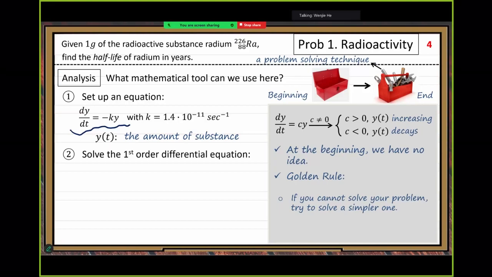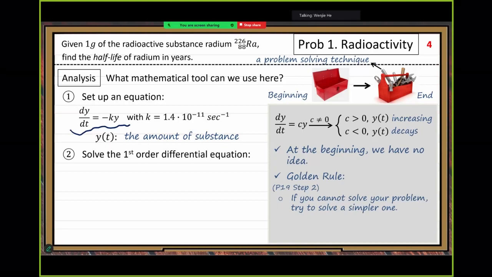If you cannot solve the original problem, you can modify it. You change it to a simpler version and try to solve the simpler version. Is that a good idea? Many experienced problem solvers have the experience. It's a very good idea, very effective. So effective that people call it the golden rule.